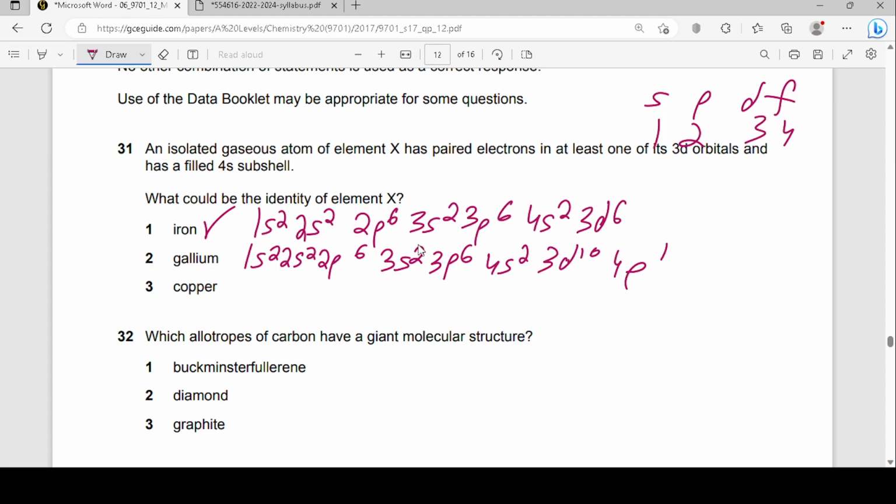4p1. Now let me see if this adds up to 31 electrons. Yeah: 2 plus 2 plus 6 plus 2 plus 6 plus 2 plus 10 plus 1, that's 31. Okay, good. So does it have a filled 4s subshell? Yes, as you can see. And does it have at least one of its 3d electrons paired? Yes, it does. As you can see, 3d10 is fully filled, so all of them are paired in gallium. So gallium could also be element X.